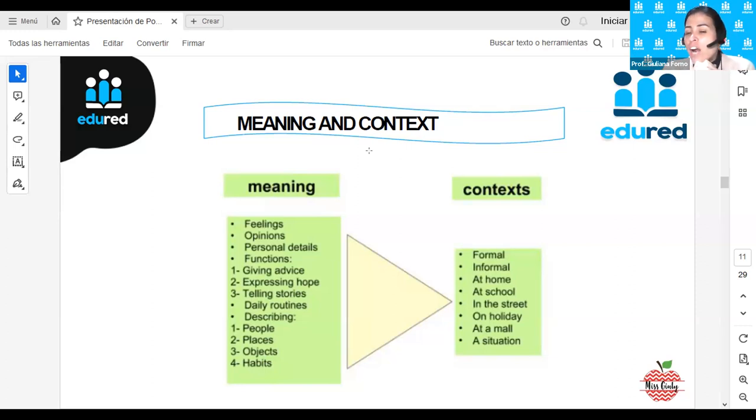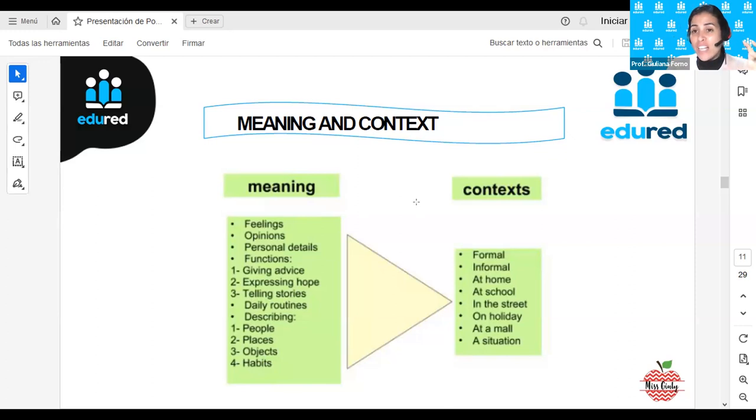In the context, they are going to do it in a formal way. You are complaining in a formal letter. Informal, you are writing a letter to your mom. At home, at school, in the street, on a holiday, at a mall, in your vacation. Okay, we need to have this clear for them to have this clear.